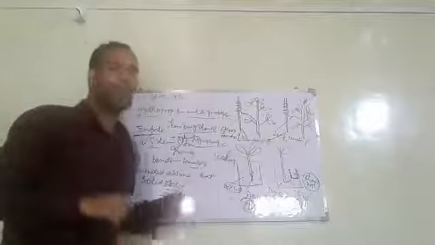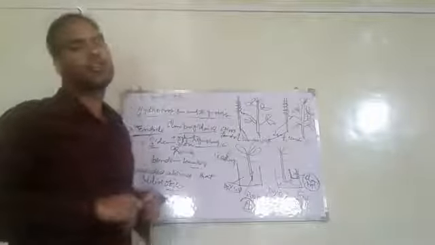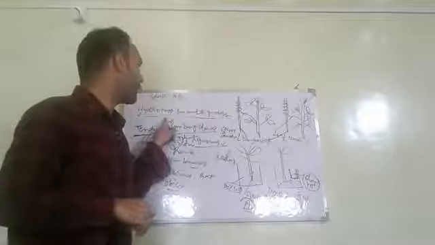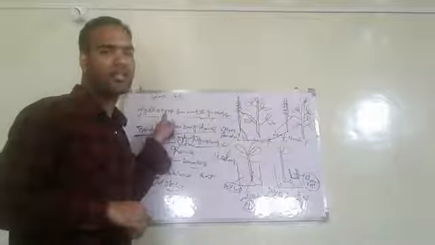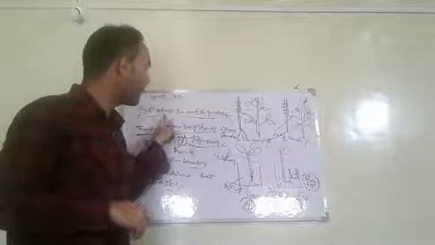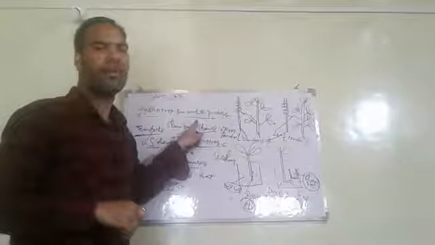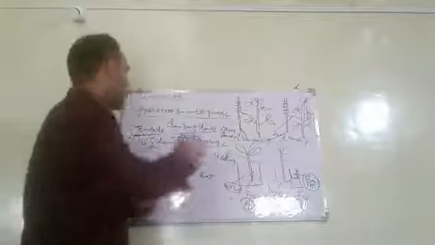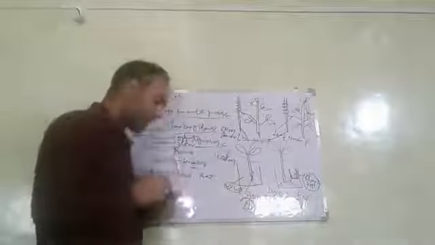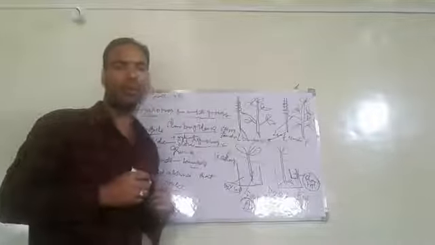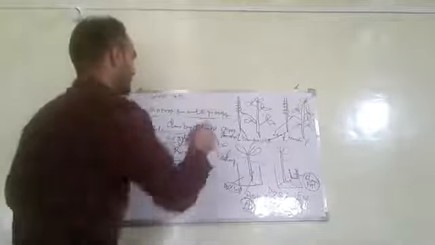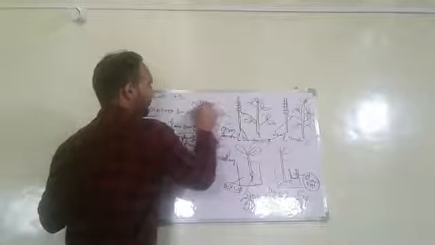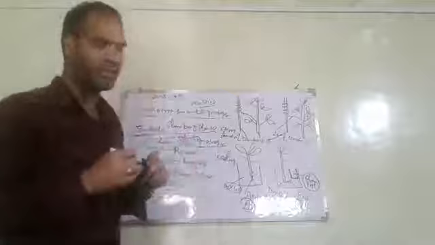These are the various types of tropic movements. One is phototropism, and chemotropism, hydrotropism, thigmotropism. These are the various types of tropic movements. In next lecture, we will discuss another plant movement that is called nasty. We will discuss it in next lecture.